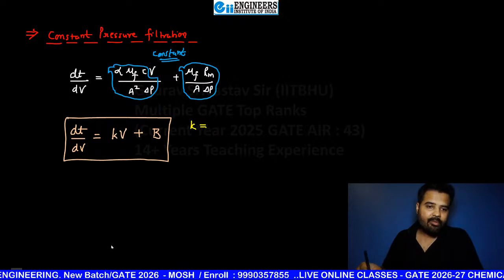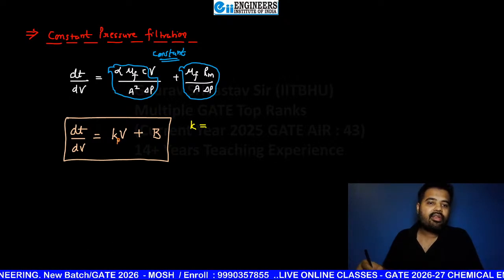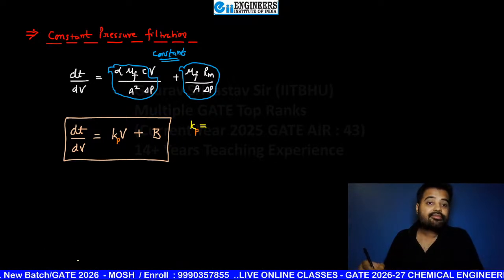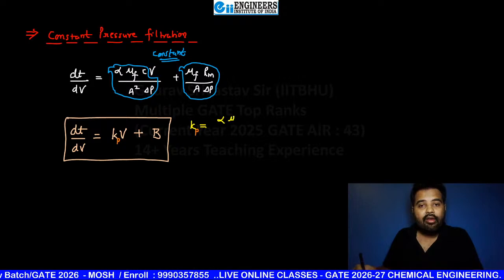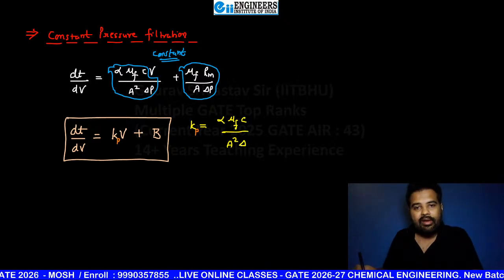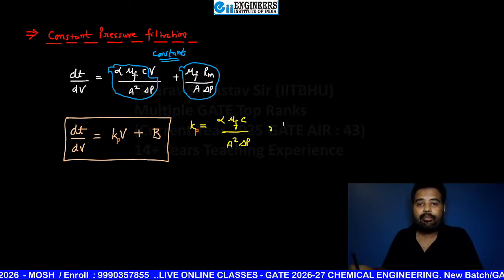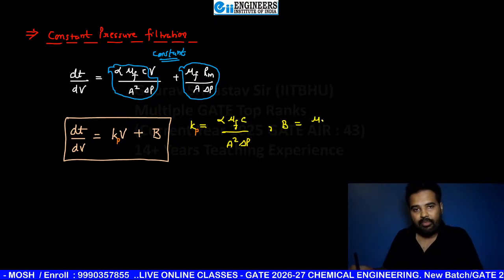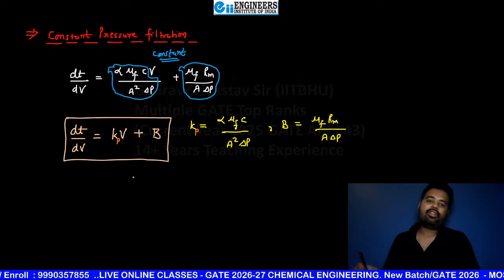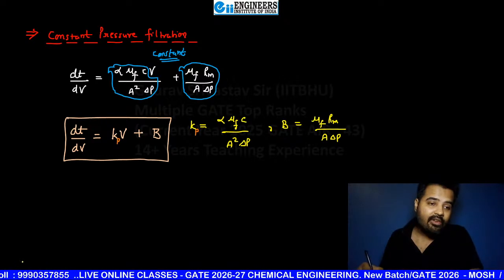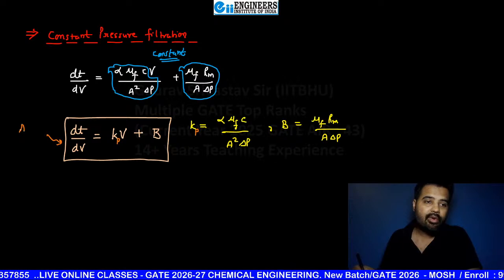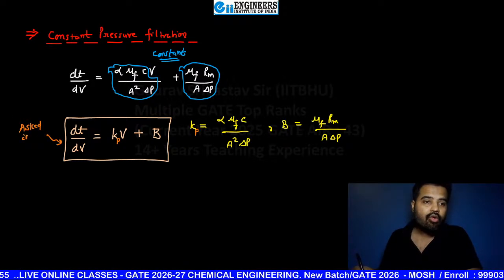And in the standard form it is also written as Kp, so you can write like Kp. So what is Kp here, beta? Kp is alpha mu c upon A square delta P. What is b? So b here is mu f Rm upon A delta P. You need to remember these two values. And just this equation is asked in PYQs, you can find this equation already asked in GATE.